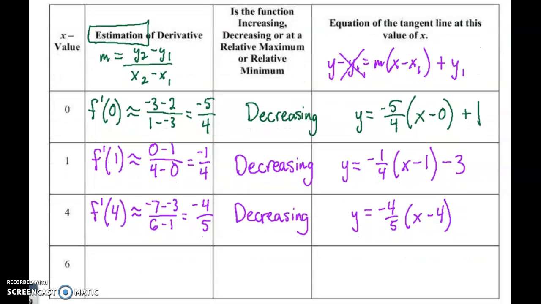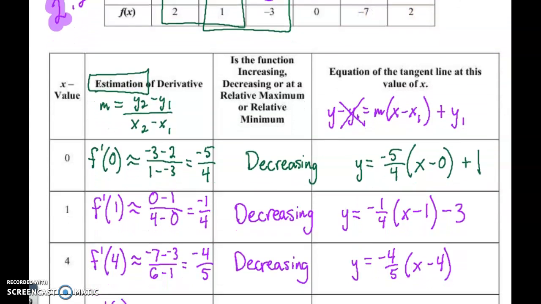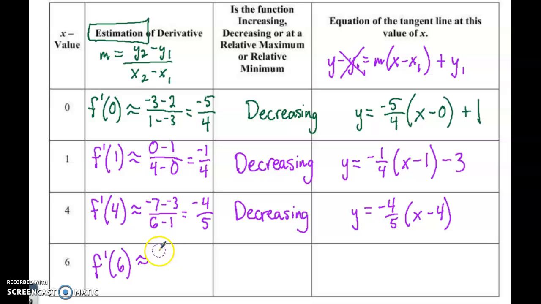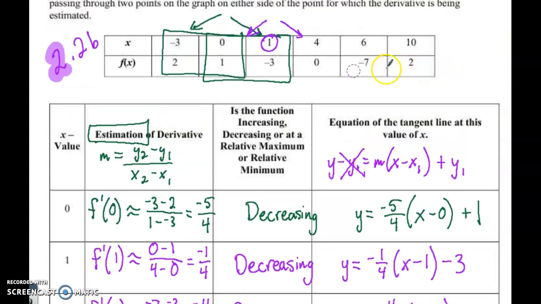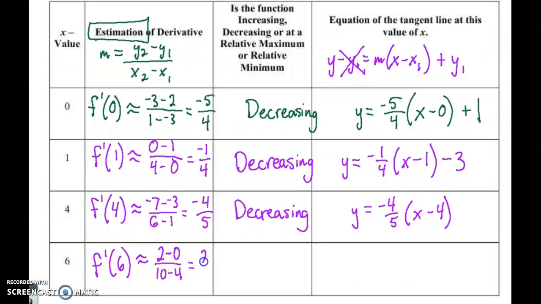So just one more to go. We're going to approximate f prime of 6. And we're just going to estimate. It's impossible by looking at a table to get the exact slope at that point, but we can use points on either side. So I'm going to do y minus y over x minus x. I believe I have the right values, 2 minus 0, 10 minus 4, and then reduce that, 2 over 6 reduces to 1/3.